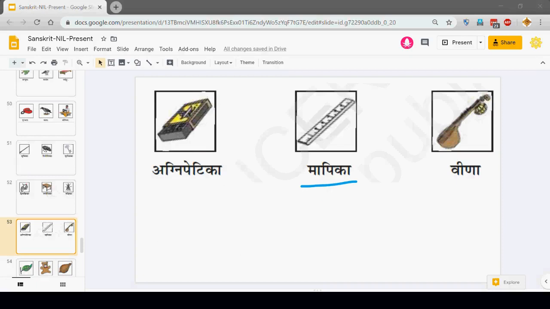Agnipetika, I think everybody has seen this, right? This is the matchbox. Mapika. Ruler. Veena. Here Veena is the musical instrument.